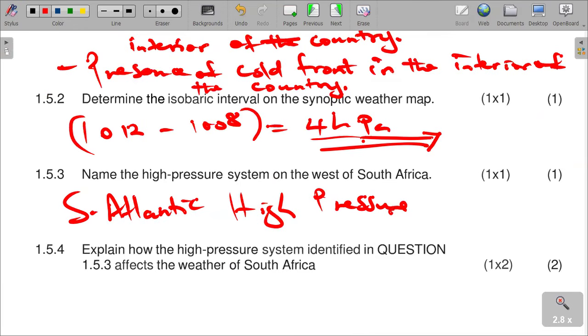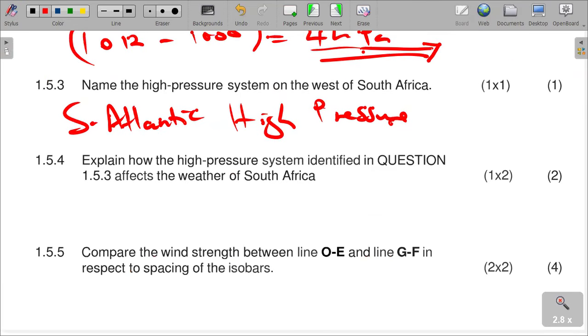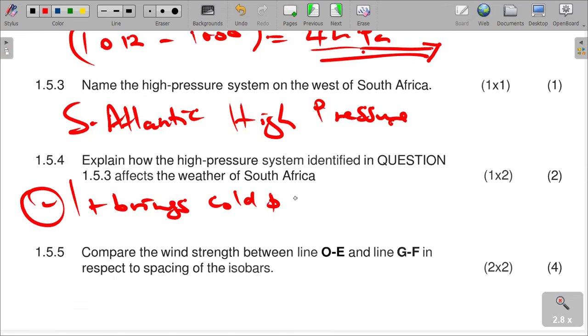And then, explain how the high pressure system identified affects the weather in South Africa. How does it? It brings cold and dry weather conditions. It is more like what we just explained now. It brings cold and dry weather conditions in South Africa.